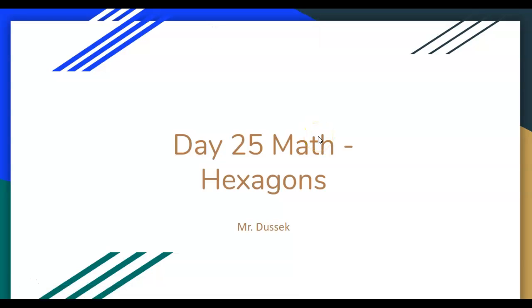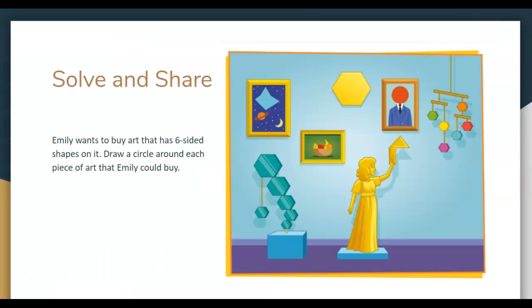What we're going to be looking at today is day 25 math, and we're going to be focusing on hexagons. So what we're going to start off with is our solve and share. Emily wants to buy art that has six-sided shapes on it. Draw a circle around each piece of art that Emily could buy.